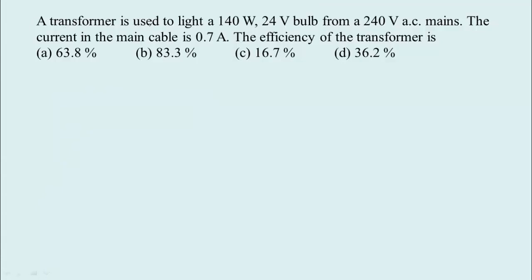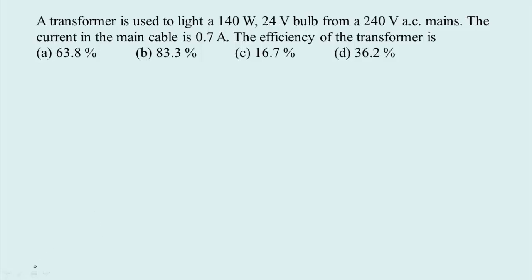A transformer is used to light a 140 watt, 24 volt bulb from a 240 volt AC mains. The current in the main cable is 0.7 ampere. The efficiency of the transformer is? See here, 140 watt is output, so this much power we get in the light. This is output power. The bulb gives light of 140 watt, with voltage 24.